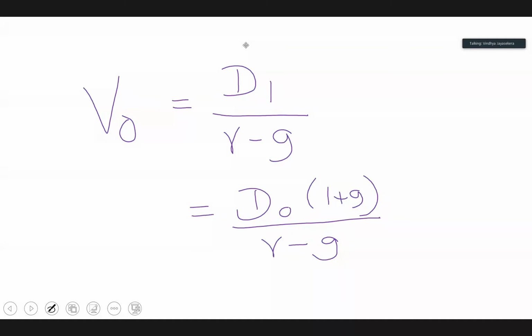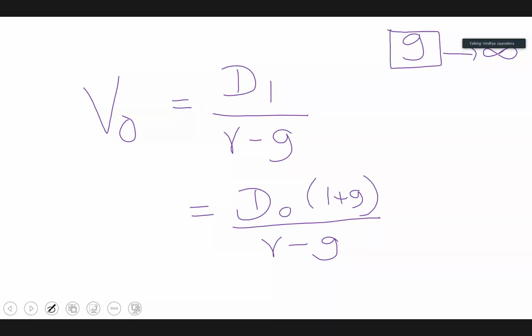Now to apply this equation, there are certain factors that you have to take into consideration. One is the fact that you cannot apply this equation unless the growth is constant. Growth needs to be constant, and growth needs to be constant forever. Growth can be constant for 5 years, then we can't apply this equation. Growth can be constant for 3 years, 5 years, 10 years, then we can't apply this equation. This equation can only be applied if the growth rate of dividends is constant forever.